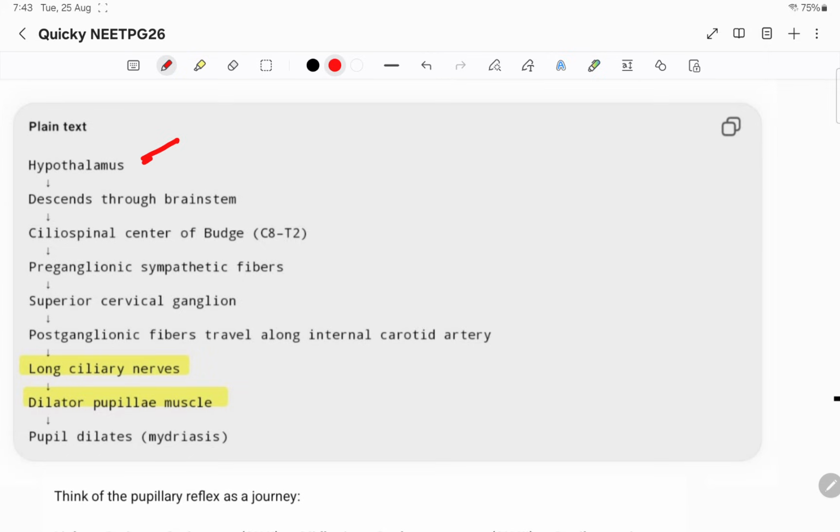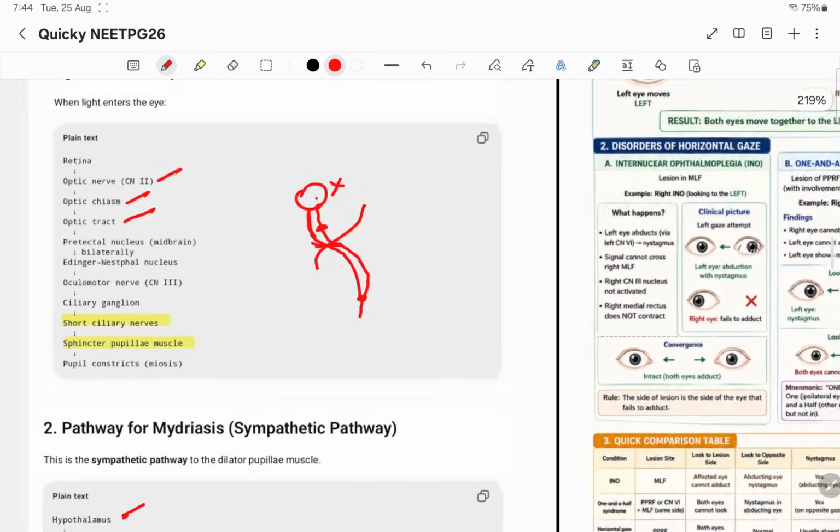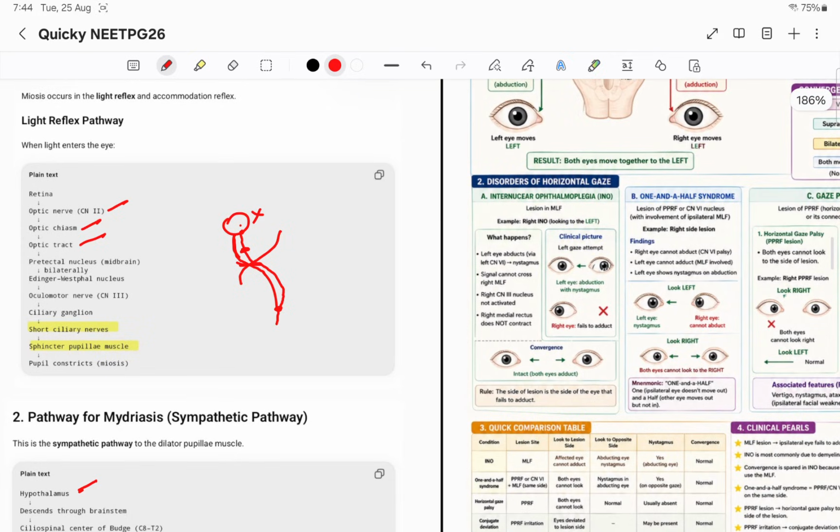Okay, so the hypothalamus is not based on dilation or the light reflex. It is based on the hypothalamus information that is coming. It mainly acts on the long ciliary nerves. Earlier it was the short ciliary nerves, whereas for mydriasis it is the long ciliary nerves. It causes dilation of the pupil through the dilator pupillae muscles. So this is how miosis and mydriasis happen.